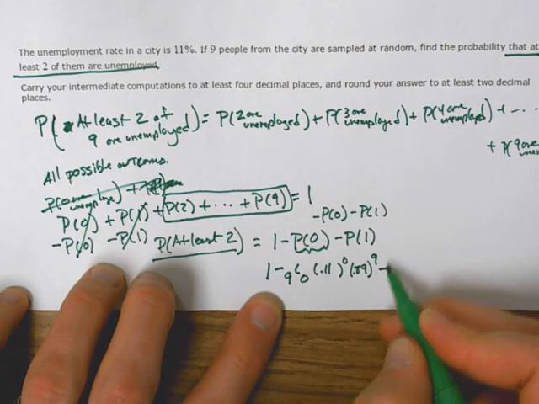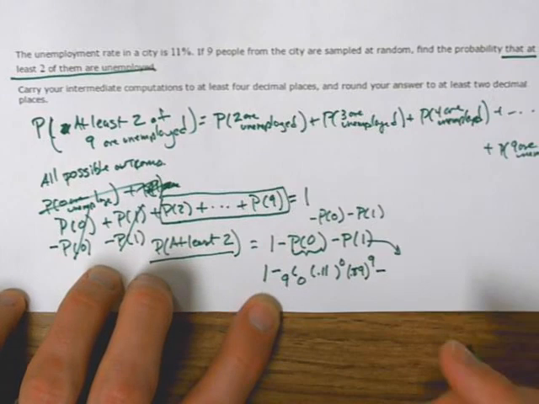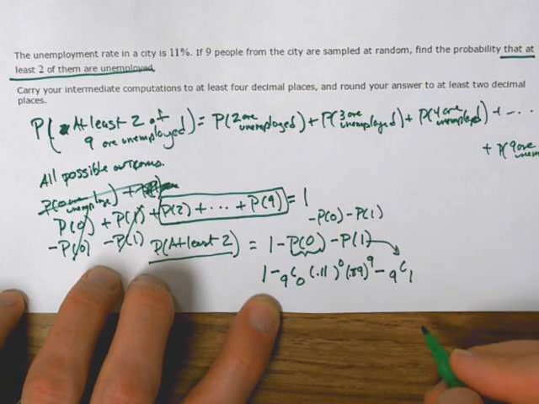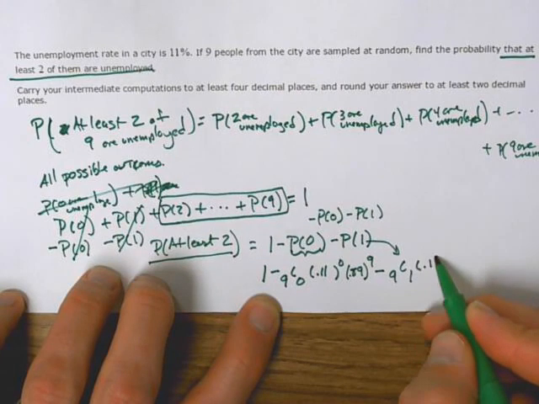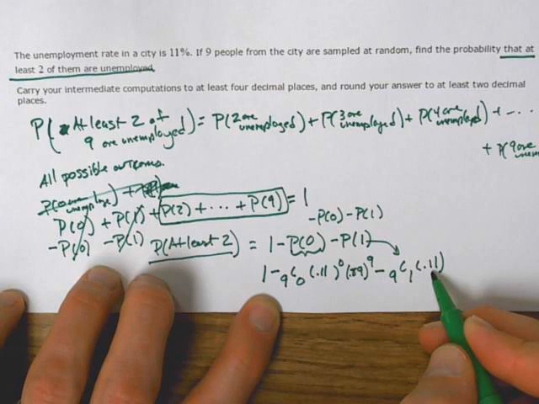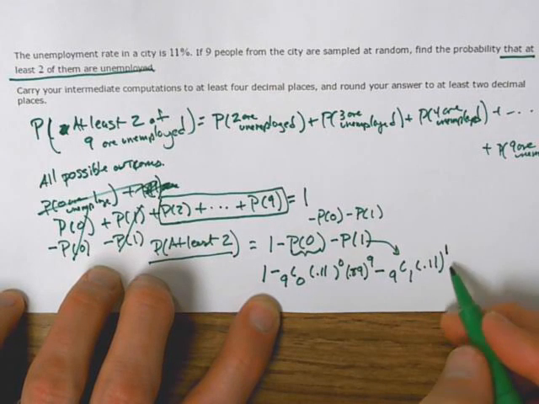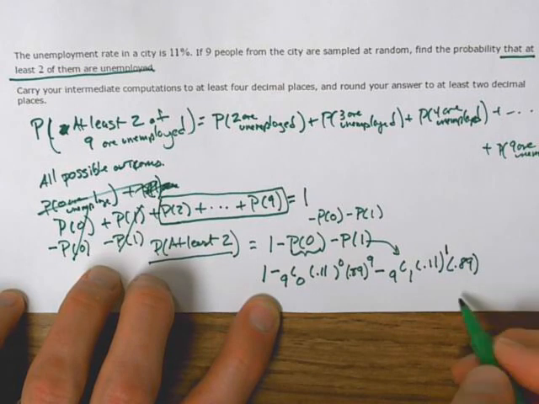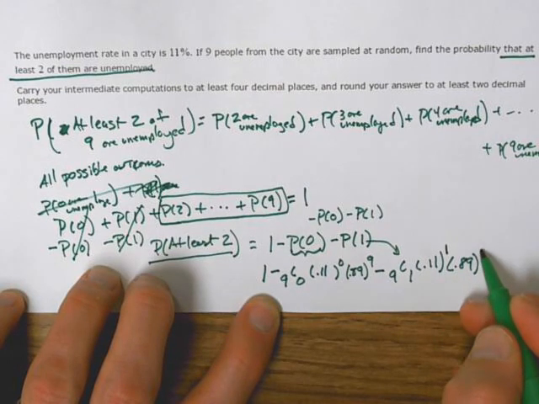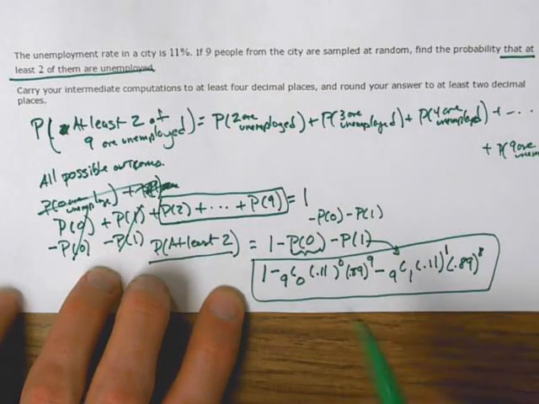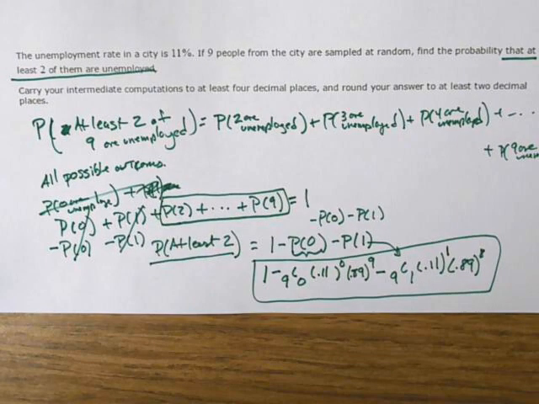Then I'd have to subtract the probability of 1 of those 9 being unemployed. So that'd be 9 choose 1 person to be unemployed. And then the probability of unemployment is 0.11. I have to raise that to the number of unemployed, which would be 1. And then it'd be 0.89, the probability that you are employed, raised to the 8th. That's how many people would have to be employed if one was not, out of a group of 9. And this would be the calculation to throw into the calculator. A lot easier than trying to add a whole bunch more of those combinations.